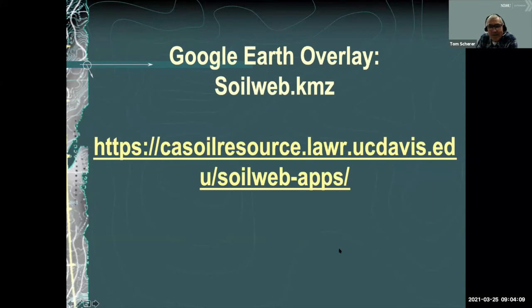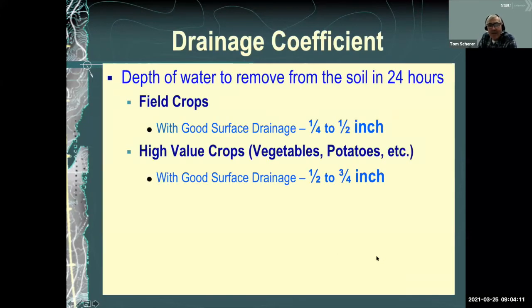So let's go on with this drainage coefficient. I talked about this earlier. The drainage coefficient is a design. It's a depth of water that you remove from the soil in 24 hours. So typically with field crops, we talk about good surface drainage. It might be a quarter to a half an inch for field crops. High value crops, it might be higher, because vegetables and other things are more sensitive to excess water. You might want to get it out of there faster.